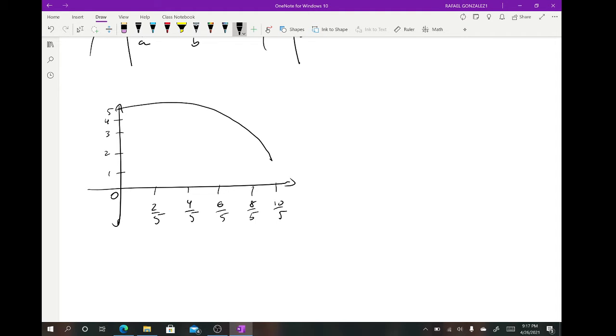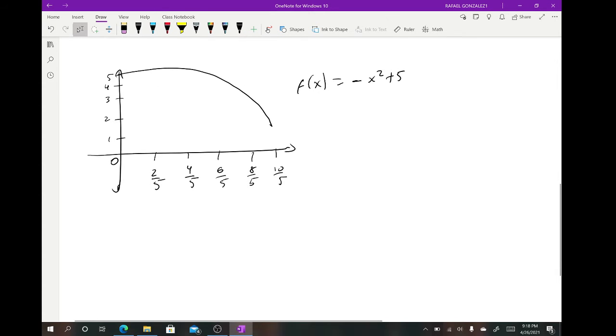Okay, so this is the sketch of the function f of x is equal to negative x squared plus 5. That's a vertex. It has a y-intercept at 5. It's a parabola going down from left to right. Now, if somebody asked us to find the area under this curve from the interval 0 to 10 over 5, how could we go about this?